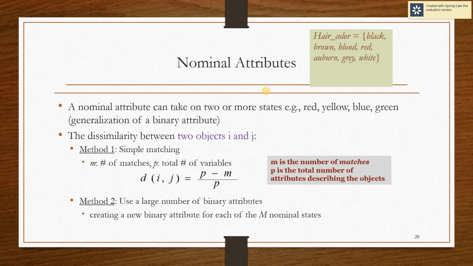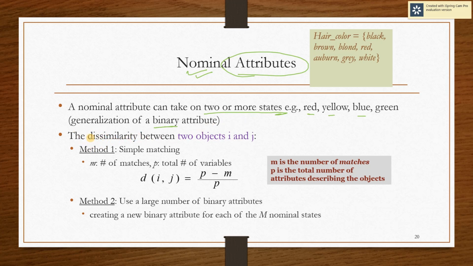Now, different calculations will be used if we have different kinds of attributes. For example, we have a nominal attribute. What is a nominal attribute? You still remember? A nominal attribute can take on 2 or more states. For example, you have nominal values red, yellow, blue, different values, a generalization of the binary attribute. Or also you can have hair color, black, brown, and so on.